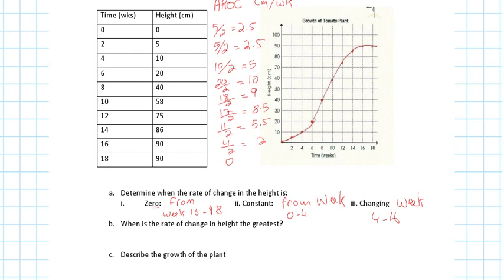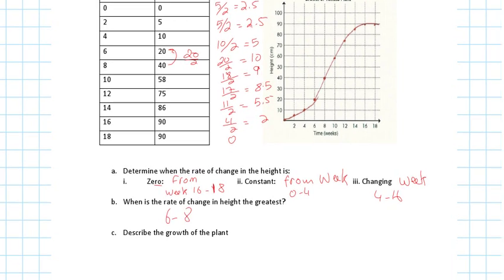When is the rate of change in the height the greatest? Between week 6 and 8? The greatest change? Okay. When is the rate of change in height the greatest? 6 to 8, because that's when I got 40 minus 20, I got 20 divided by 2. That's the one that I get 10 for, right? So it's 6 to 8.